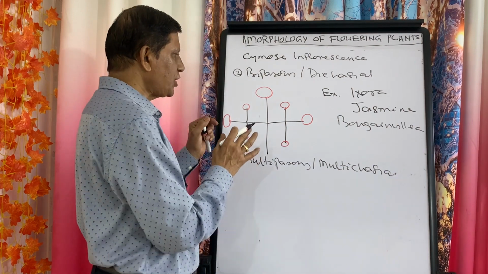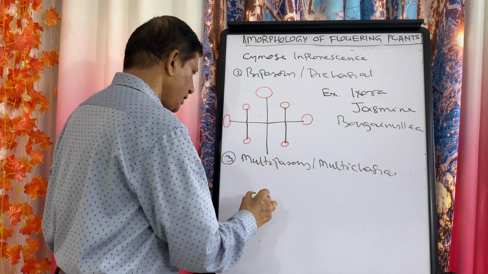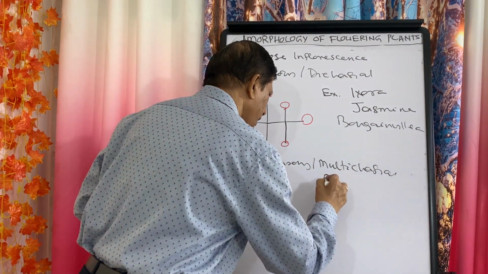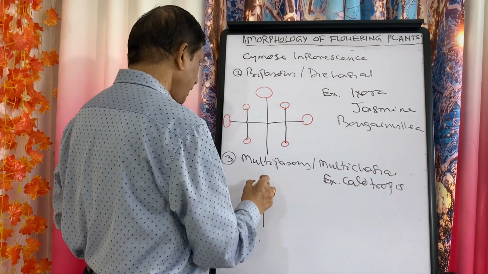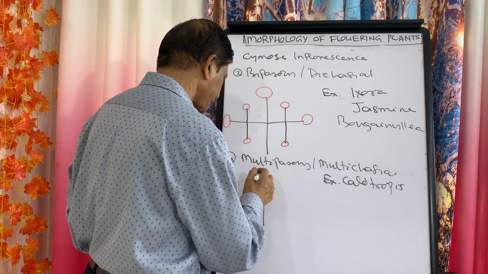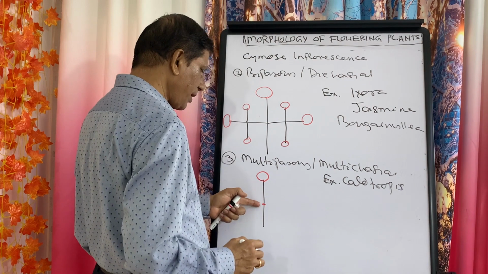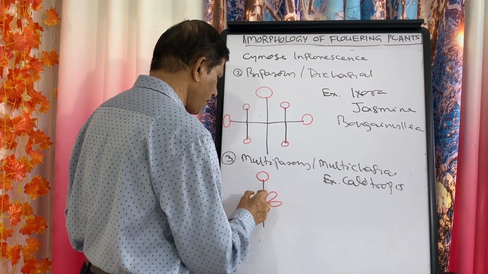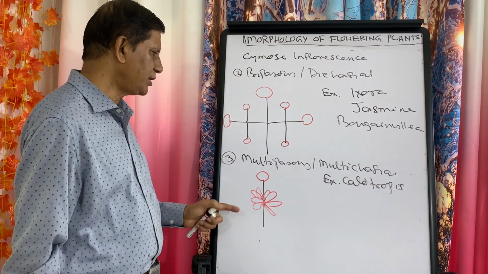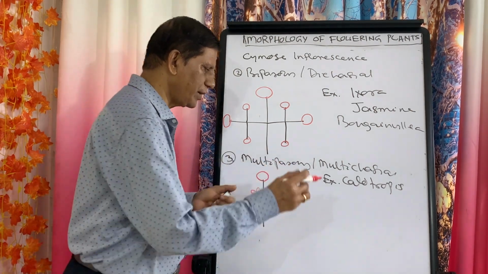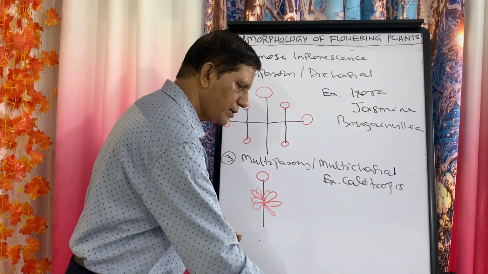where instead of one or two flowers, from each point a large number of flowers can come out. Suppose the example is Calotropis. So here it terminates with one flower, the first flower. Then from this point several flowers will come out, several flowers coming from the same point. That is known as multiparous or multichasial, and the common example is Calotropis.